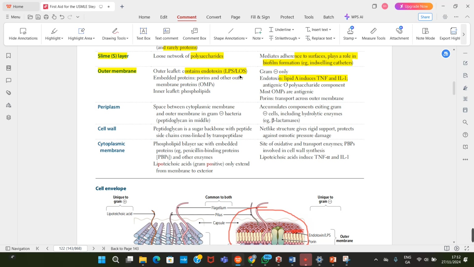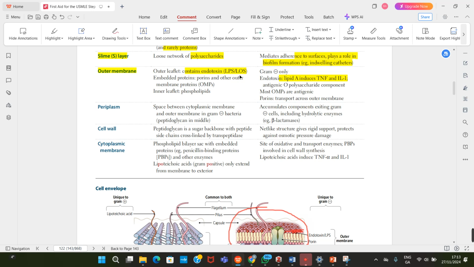So if they ask in your exam, what is the endotoxin of the outer leaflet part of the outer membrane of Neisseria composed of? Don't pick LPS. It is going to be LOS. While for the other organisms, it is LPS. But what is common to all these LPS, LOS? Lipid, because the word is lipopolysaccharide or lipo-oligosaccharide. Lipopolysaccharide because you are coupling lipid to a polysaccharide.